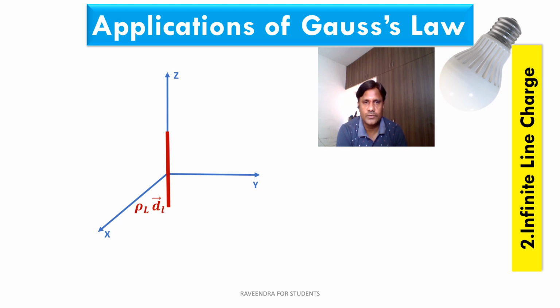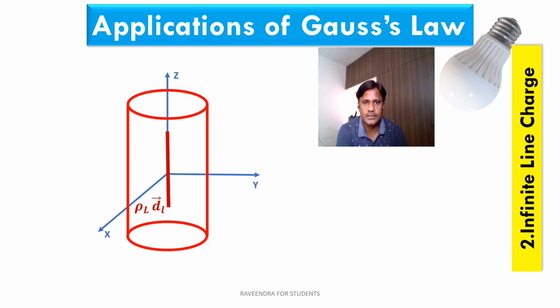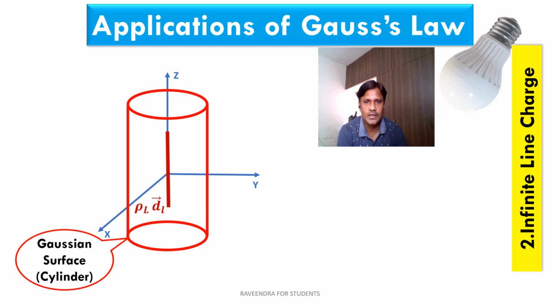So now, assuming an infinite line charge having a uniform line charge density rho L, surrounding this you may have a cylinder which is formed like this. So this cylinder is our Gaussian surface, right? Now, how will the D bar be at any point on this Gaussian surface? That is the second condition we have to apply.